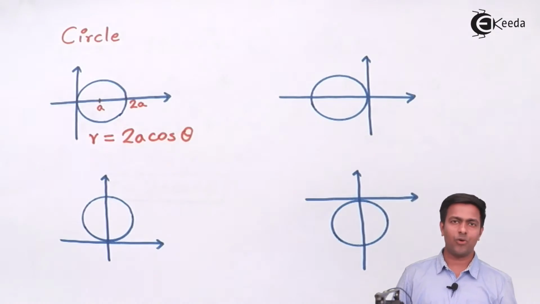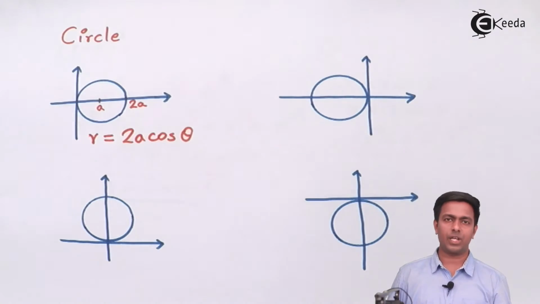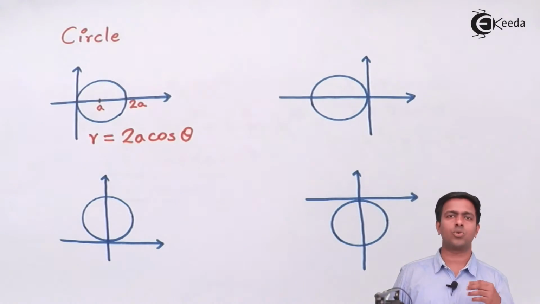So guys, this is how you have to identify the equation of a circle. Whenever you get r equal to 2a cos theta, you must be confident enough to say this circle will lie on the x-axis, so the center will be at a comma 0 and the radius will be a.